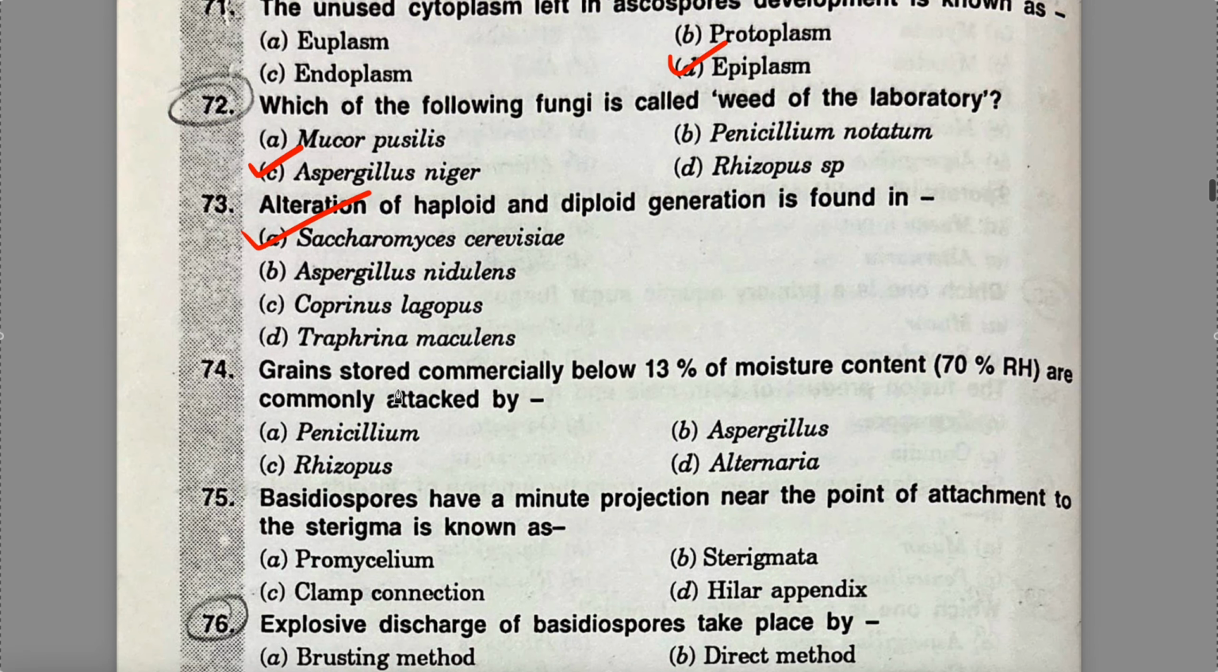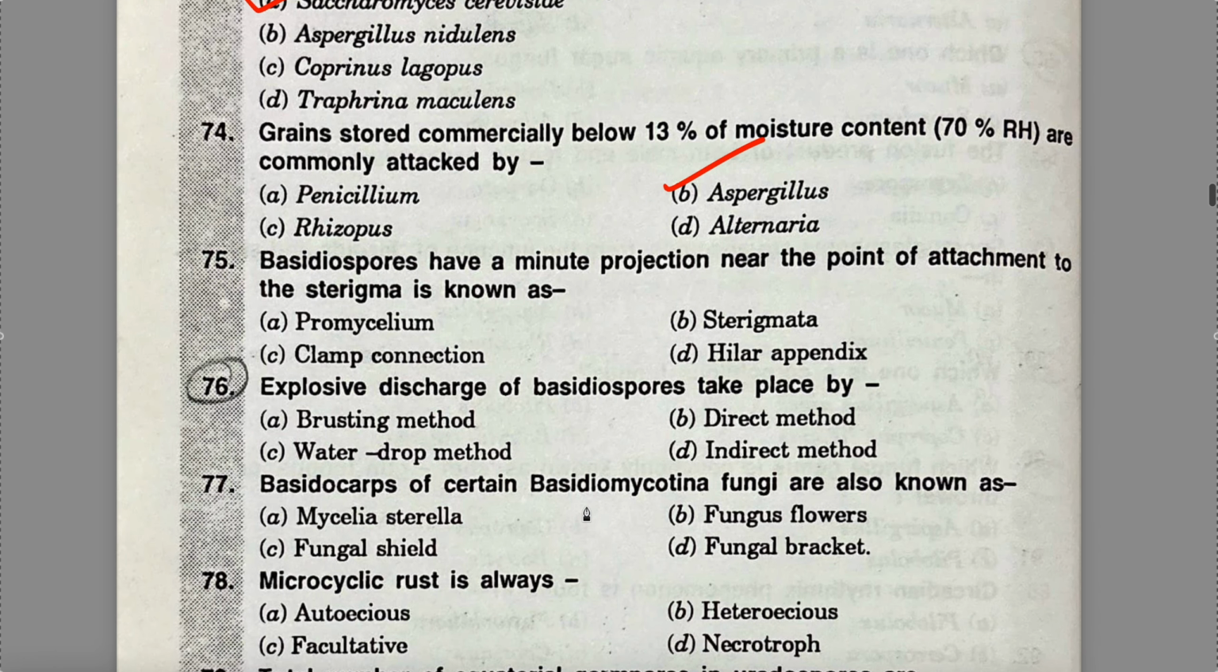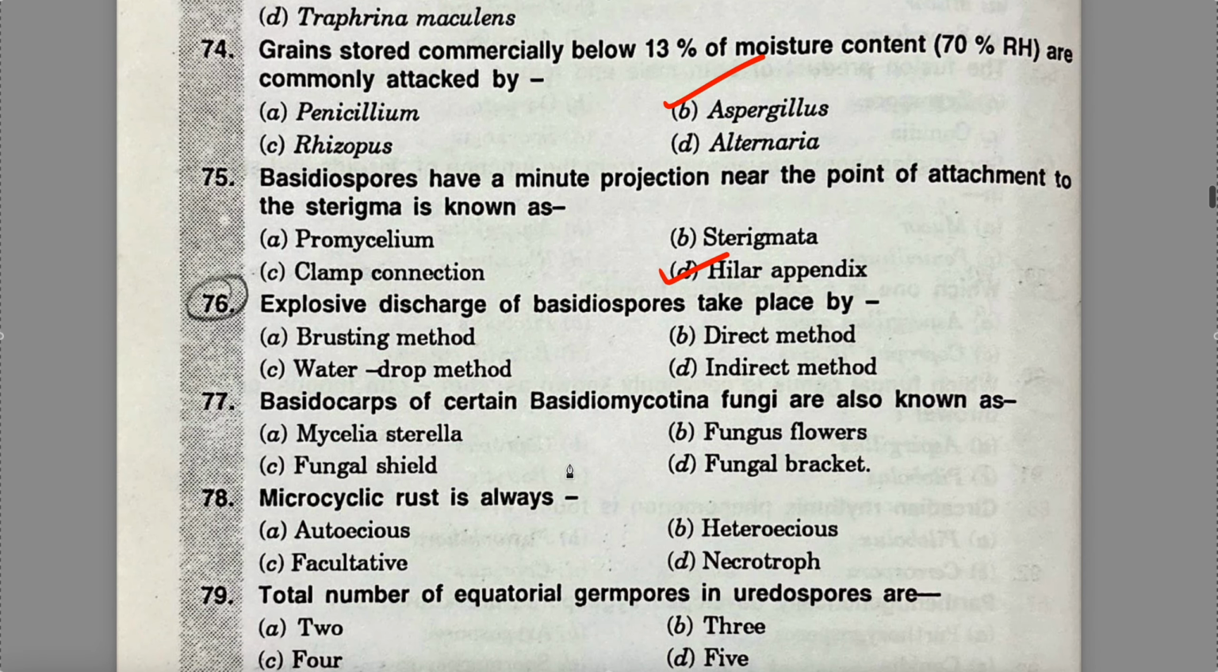74. Grains stored commercially below 13% of moisture content are commonly attacked by Penicillium, Aspergillus, Rhizopus or Alternaria? Option B. 75. Basidiospores have a minute projection near the point of attachment to the sterigma, known as promycelium, sterigmata, clamp connection or hilar appendix. The answer is hilar appendix.